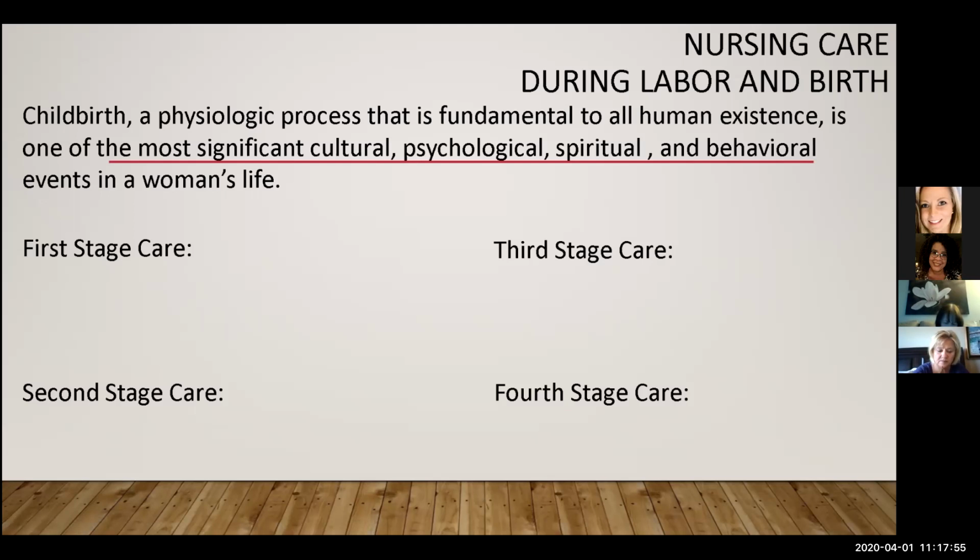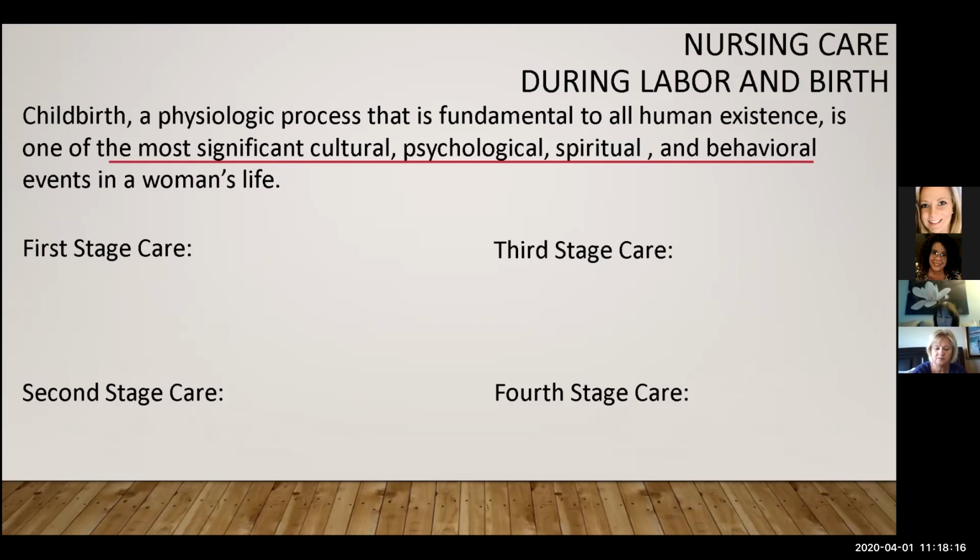Assessment centers on the woman's vital signs, status of the uterine fundus, so we check that every 15 minutes, perineal area, comfort level, the lochia amount. Lochia refers to the amount of bleeding that's present. Again, if you waited for me to tell you what lochia was, please write it down. And then the bladder status.